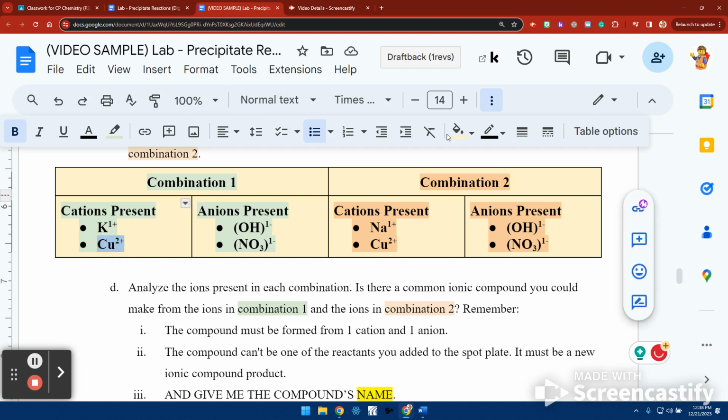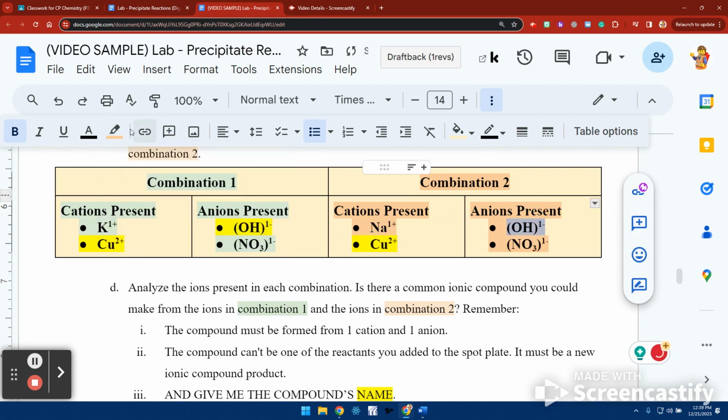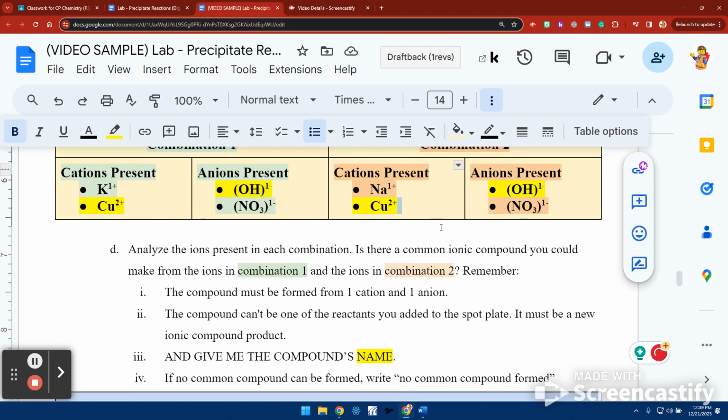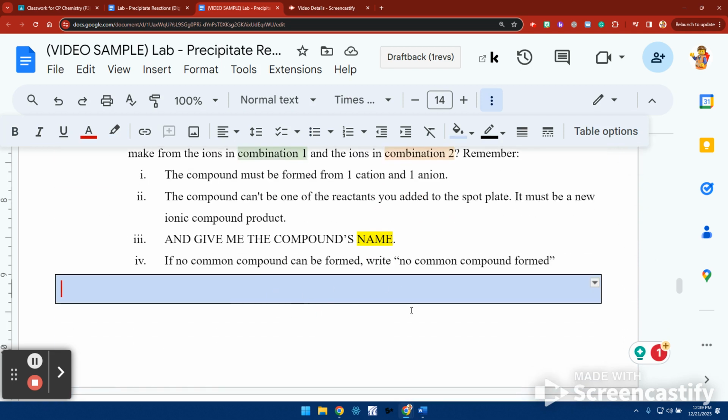And that is the combination of copper 2 ions and hydroxide. Look, I could make copper 2 hydroxide in the first combination, and I can also make it in the second combination as well. So both of these combinations that made a dark blue compound were also able to produce copper 2 hydroxide. So that dark blue stuff, therefore, is copper 2 hydroxide. And so that's what you got to put down here, all right?